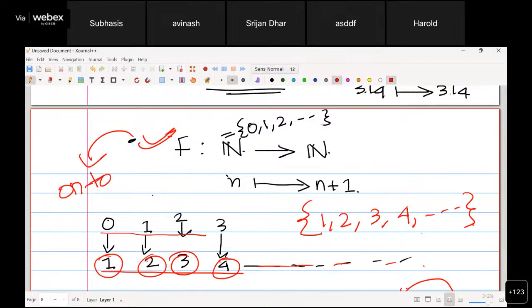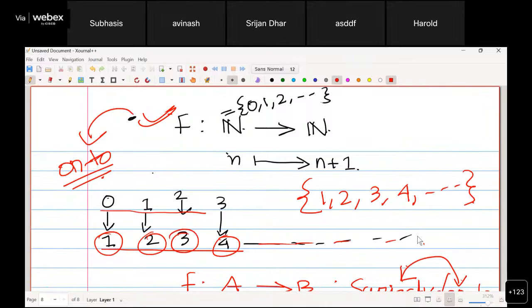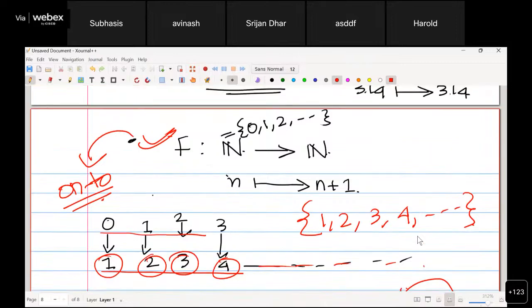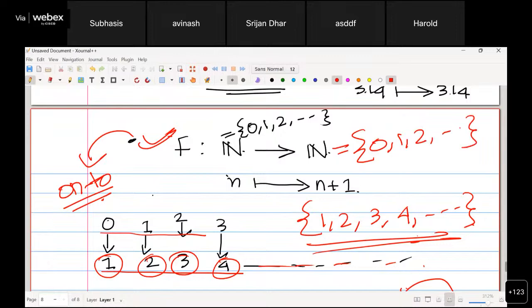No, sir. Because codomain also includes 0. Correct. So this is my range set, and what is my codomain set? My codomain set is 0, 1, 2, and so on. As you can see, you have 0 here, but you don't have 0 here. So that means range is not the same as codomain. So that's why this function is not onto. This is not an onto function.